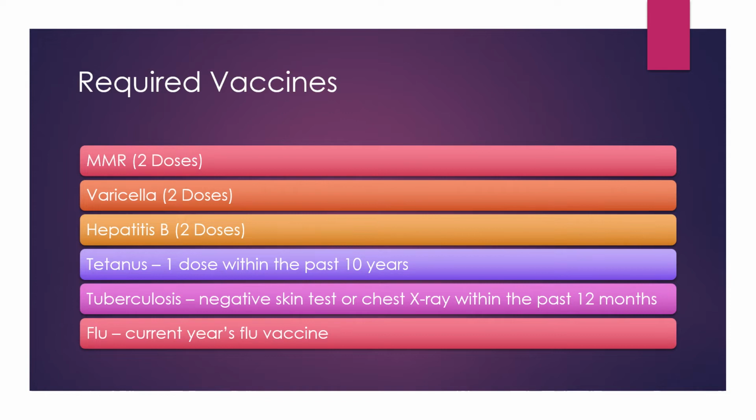Varicella, you will also need 2 doses. Hepatitis B, 2 doses. Tetanus, 1 dose within the past 10 years. Tuberculosis, a negative skin test or chest x-ray within the past 12 months. Flu vaccination is only required if we're within the flu season.